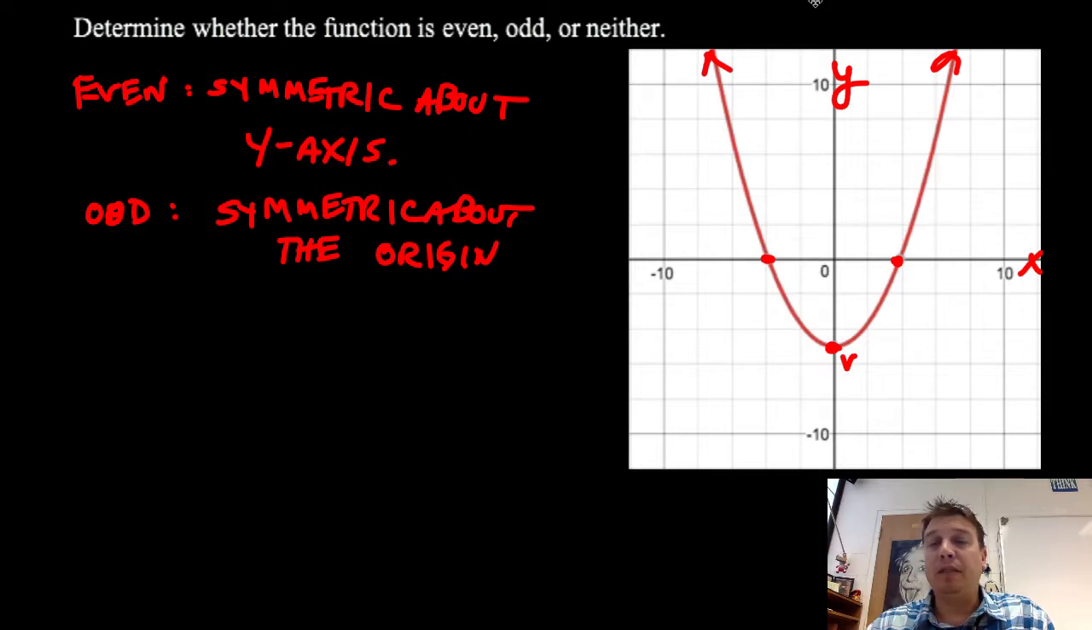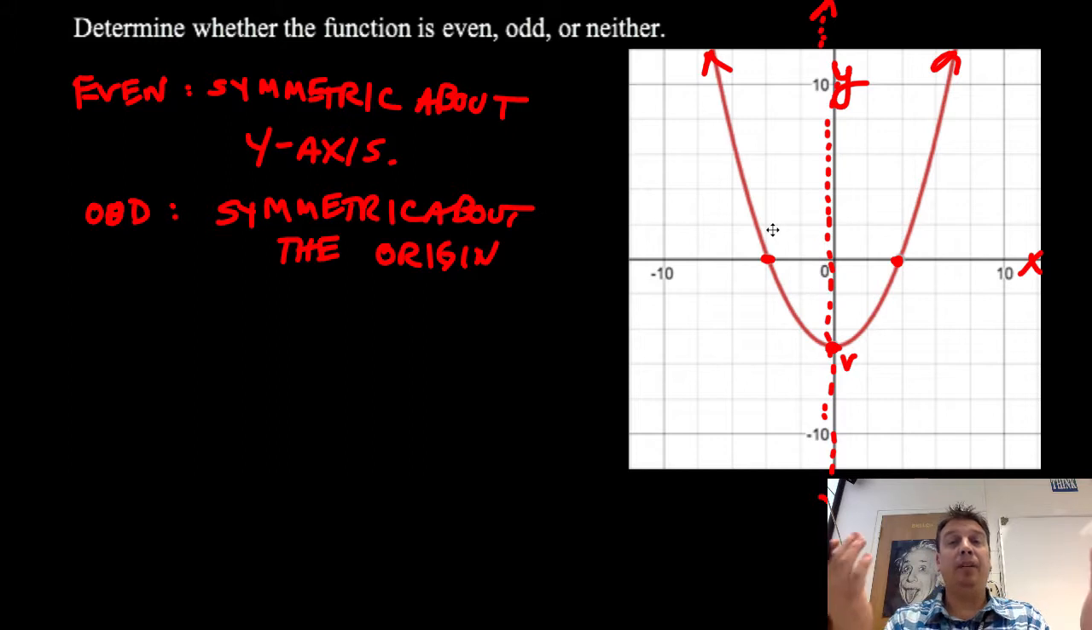But it's still a regular parabola. Noticing that if I draw a line that comes down through the y-axis, and I were to fold this graph in half at that y-axis, then we can see that this is actually symmetric about the y-axis. So this one here, we're looking at a function that is even.